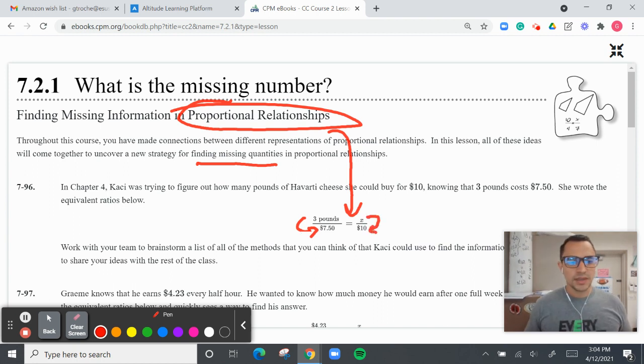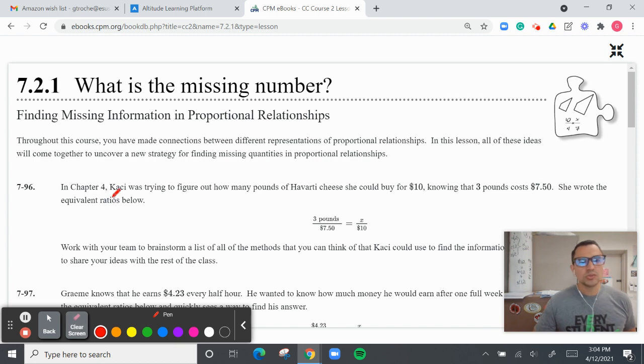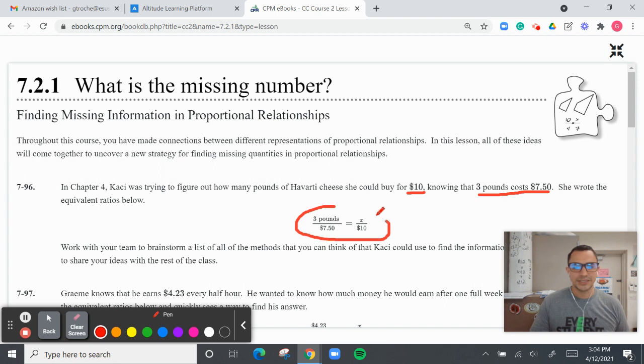So we're going to go ahead and clear this up real quick. In chapter 4, Casey was trying to figure out how many pounds of Havarti cheese she could buy for $10, knowing that 3 pounds costs $7.50. So she wrote this ratio down here. What are some ways that we can do this?